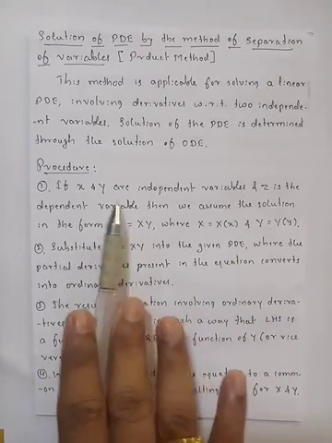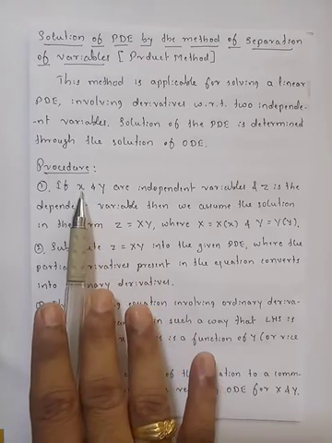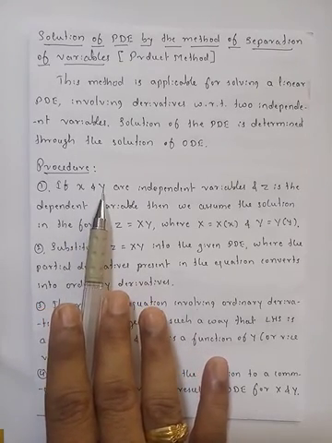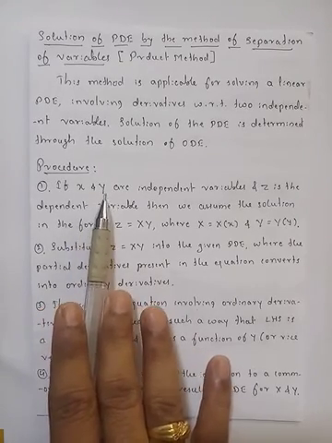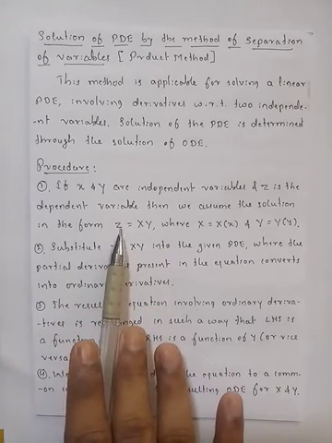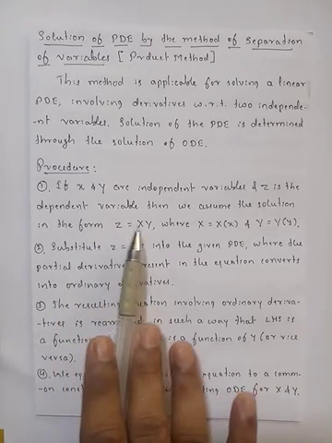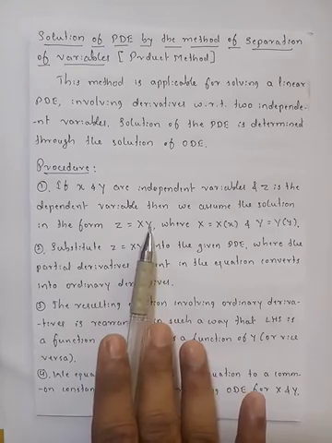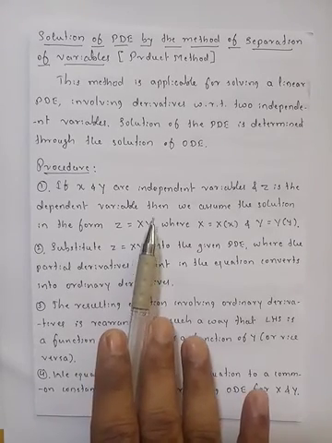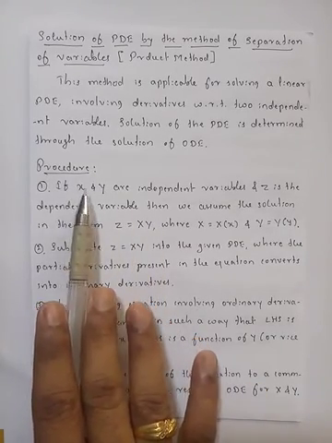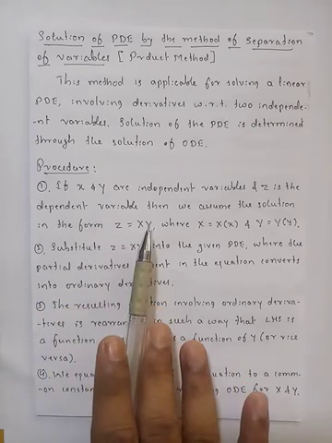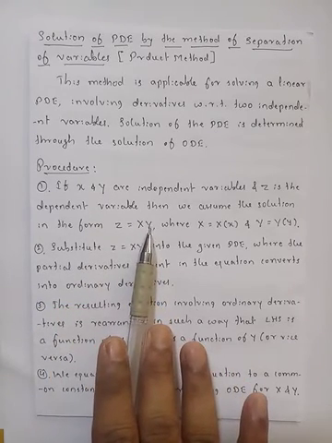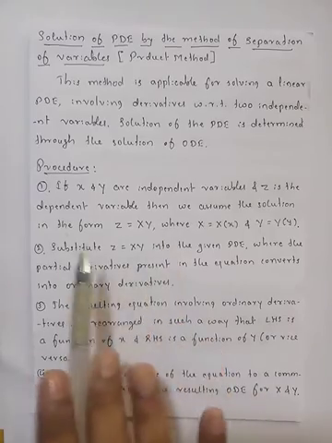Okay, so depending on the independent variables, suppose the independent variables are x and small t, then we assume the solution as z = X·T. Okay, when we have x and t, then we assume capital X and capital T as the solution. Clear? So this is the first step.